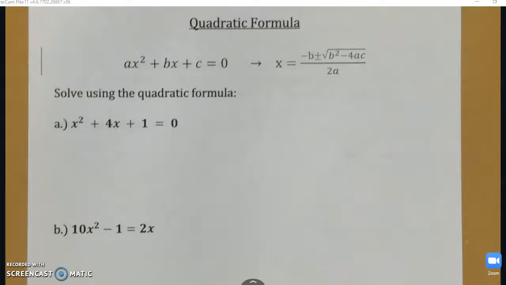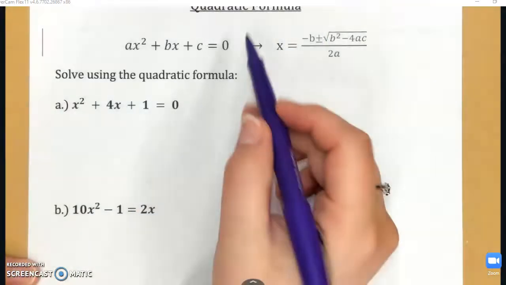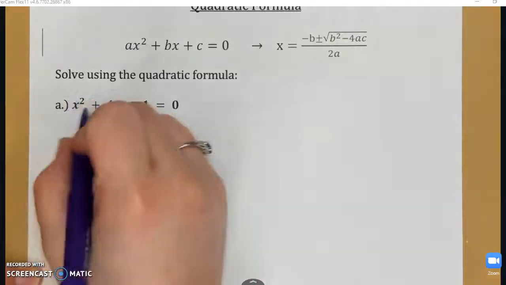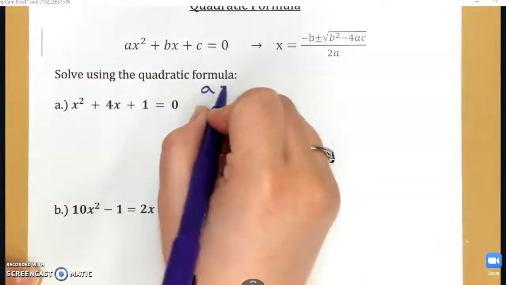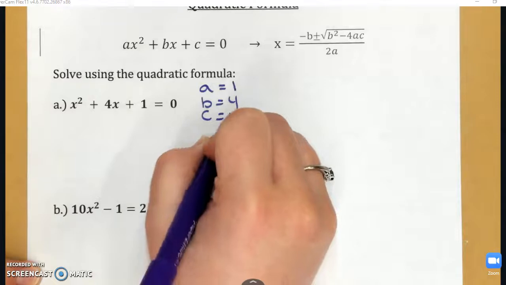So on problem A, we already have our equation in standard form, so we don't need to move anything. So the first thing I'm going to do is identify what my A, B, and C values are to help me better locate them in my formula. So A is going to be 1 here, B is 4, and C is also 1.